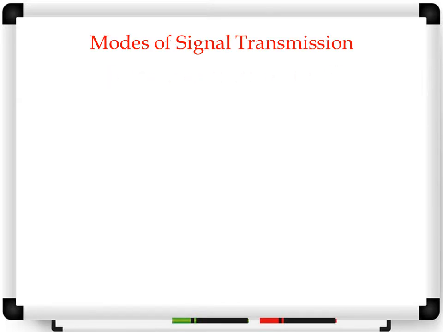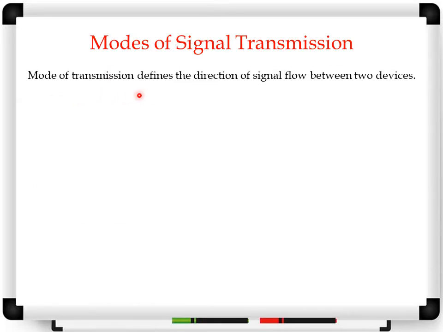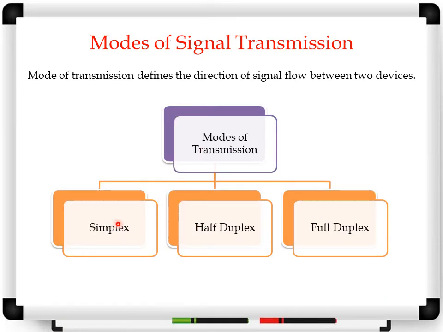Now, modes of signal transmission. Mode of transmission defines the direction of signal flow between two devices. It indicates whether the direction of signal flow is unidirectional or bidirectional, and if it is bidirectional, whether the device can send the data, or it can receive the data, or it can send and receive data simultaneously. Depending on this, there are different types of modes of signal transmission. First is simplex mode, then half duplex mode, and last is full duplex mode.